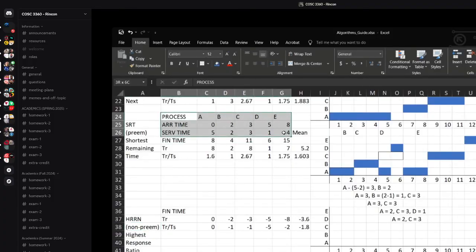So we're still going to use this part, right? Arrival time and service time right here. A arrives first. Again, this is non-preemptive, so it runs the entire thing. So A is going to arrive and it's going to run 5 times.